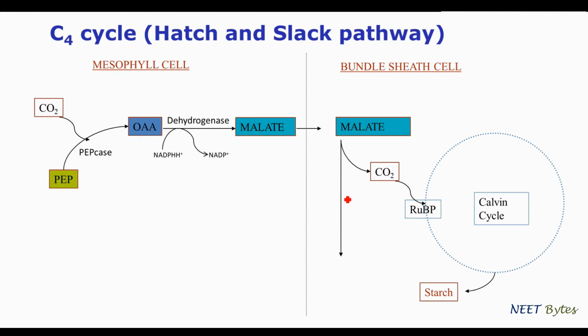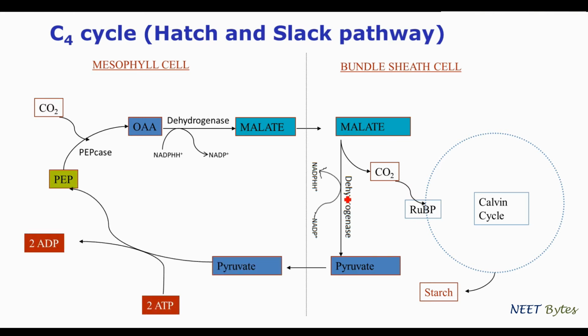And another 3-carbon product, that is pyruvate, is formed, and that pyruvate is transported back to the mesophyll cells. In mesophyll cells, pyruvate is acted on by the pyruvate phosphate dikinase activity. By dikinase activity, with the help of 2 ATP molecules, the CO2 acceptor in the form of PEP is regenerated. So this is the general cycle we observe in the case of C4 plants.